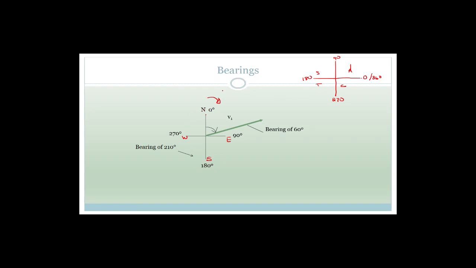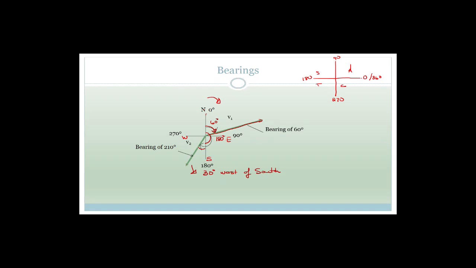But anyway, when we're talking about bearings, instead of relating things to the cardinal points, we're just talking about going from north all the way around to 360. So for example, this one here is on a bearing of 60 degrees because it is 60 degrees clockwise from north. Whereas this one here, which before was 30 degrees west of south, is now on a bearing of 210 degrees. And how did they get that? Well, the whole of this is 180 degrees.